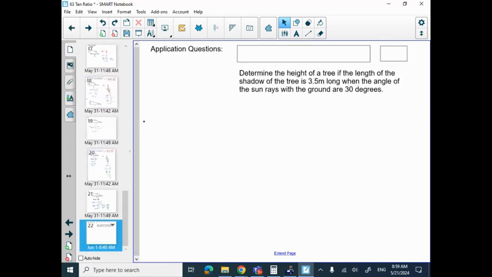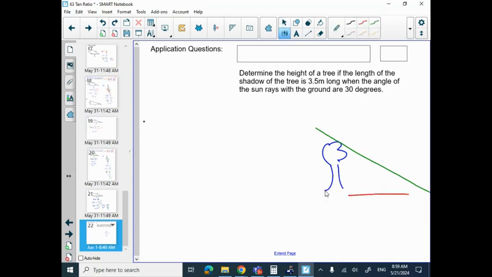Determine the height of a tree if the length of the shadow of the tree is 3.5 meters long and the angle of the sun's rays to the ground is 30 degrees. So you'd want to draw a tree, and then draw the sun's rays going down to the ground. We're told the length of the shadow is 3.5 meters long, and the angle to the ground is given as 30 degrees.